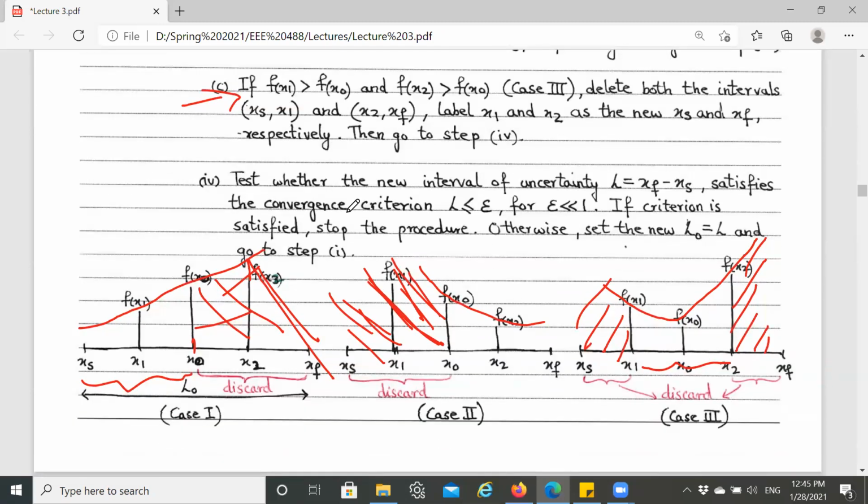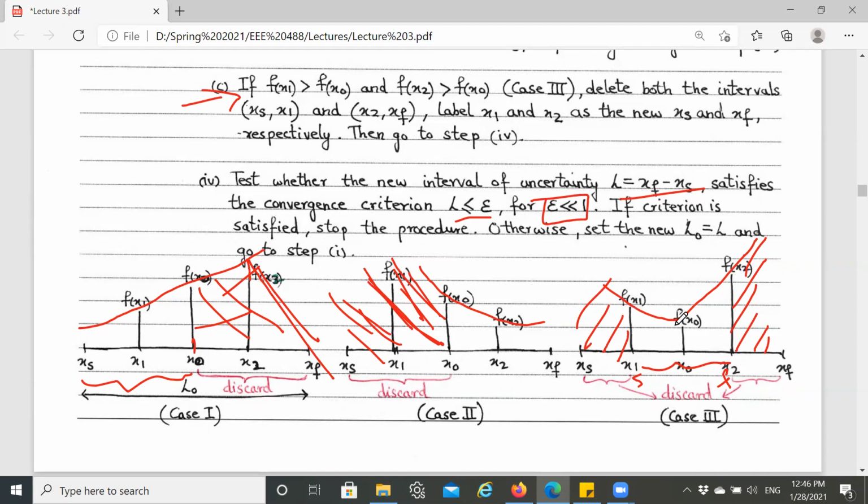Then what we do in the next step is we test whether the new interval, that means this is my new interval, xs and xf, okay? So this will be my new interval. And you check whether it satisfies the condition; either you find the point, or if not, you keep reducing the interval L0 until it becomes equal to some epsilon value, which is a very small value, okay? If this is satisfied, you stop. If not, then you do everything again.